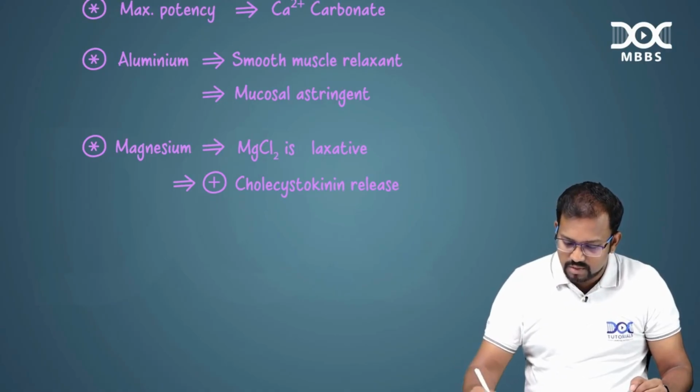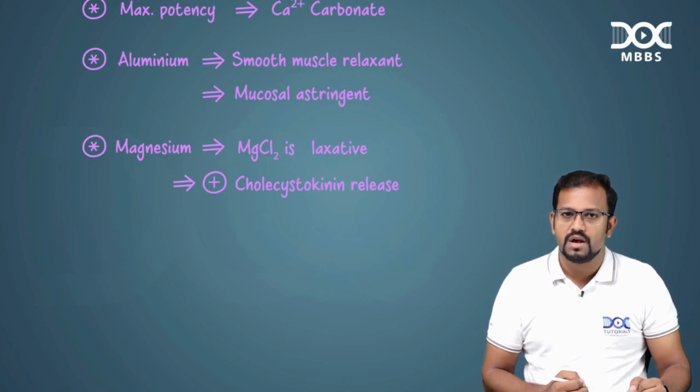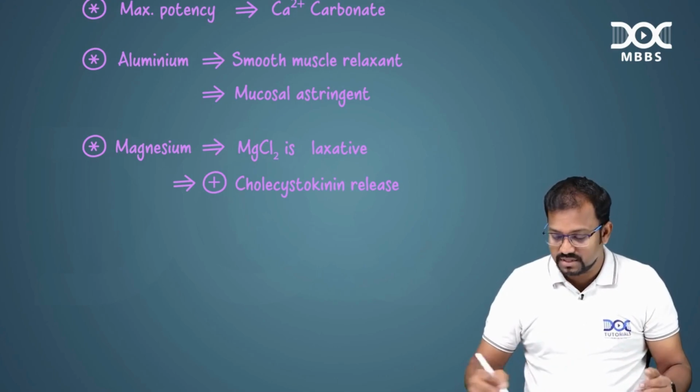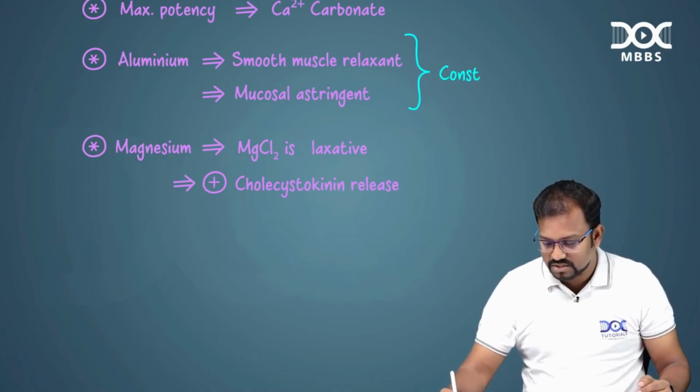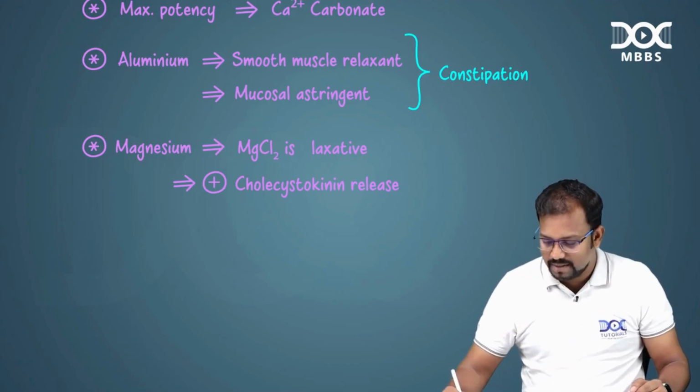So what's the take home point at this point? Why did we need to know these natures of individual ions? Aluminum, as it is a smooth muscle relaxant agent, is associated with constipation. Aluminum is associated with development of constipation. On the other hand, magnesium is associated with development of diarrhea.